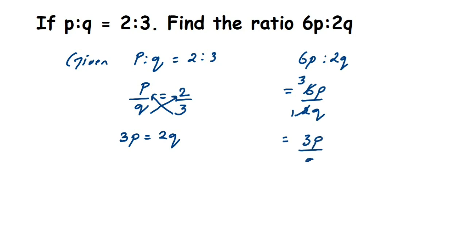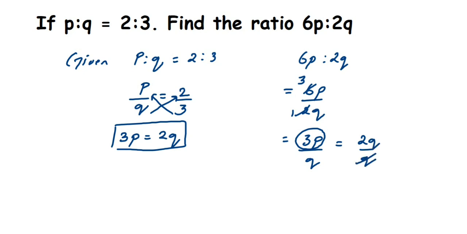Now if you observe here, we have 3p is equal to 2q, right? And here we have 3p. So in place of 3p, I'm going to put 2q, because we got 3p is equal to 2q. So 2q upon q. Cancel q and q.